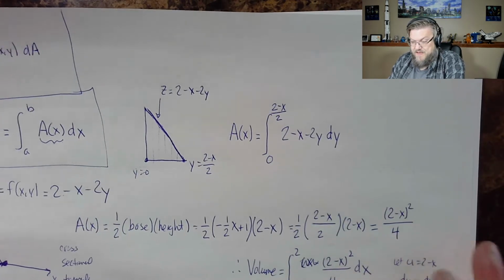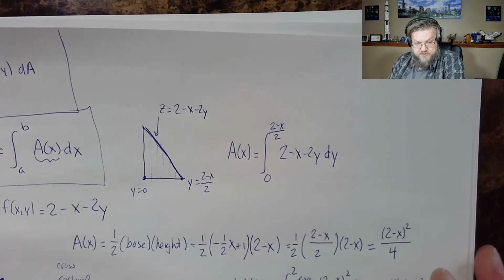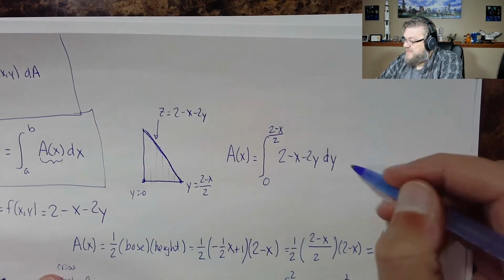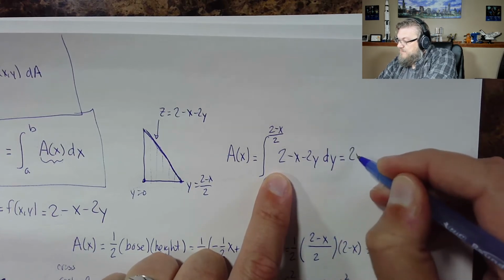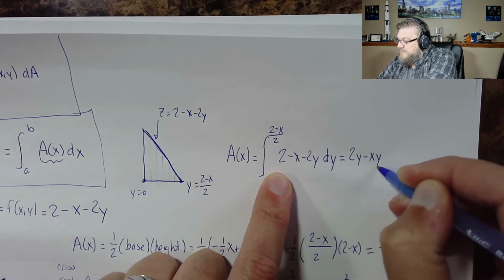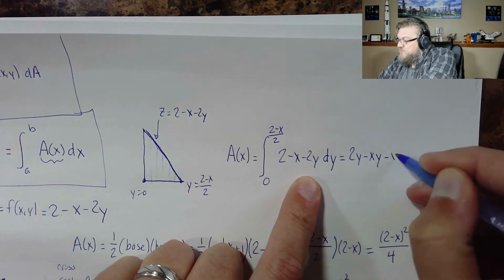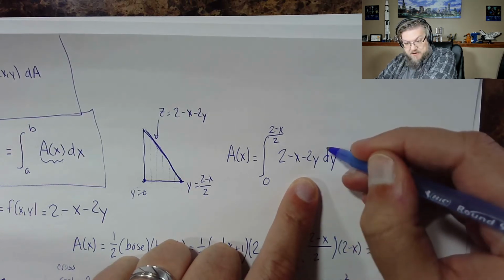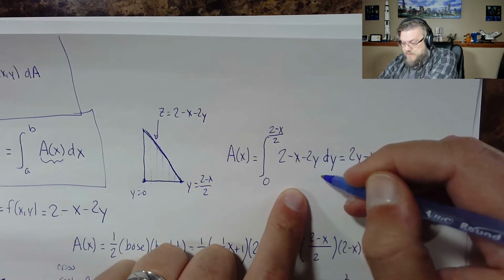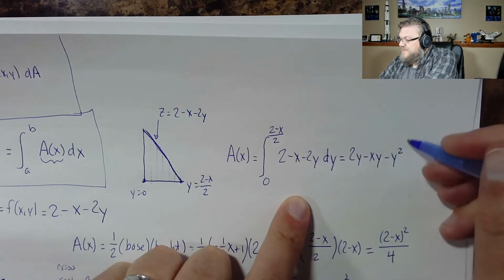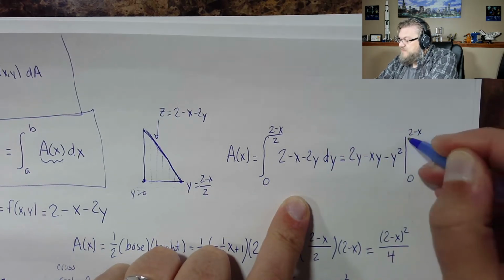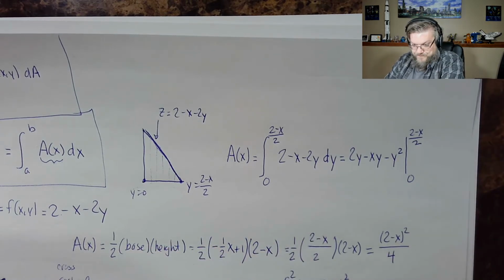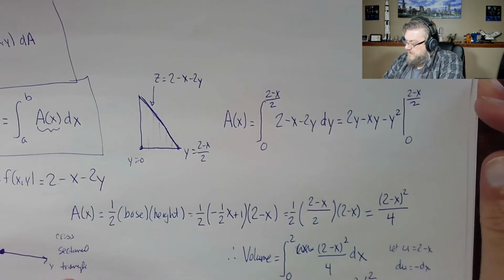Now, to show you that that is true, let's go ahead and do that. The integral of this is going to be 2y minus xy minus y squared, right? Raise the power by 1, divide by the new power. So I get y squared. And I want to evaluate that from 0 to (2 minus x) over 2. Okay.